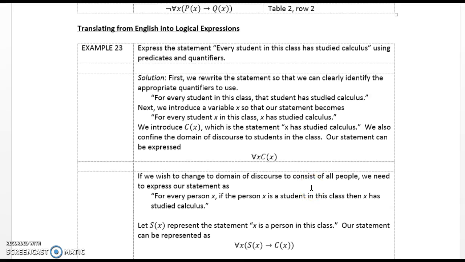Translating from English into logical expressions. Example 23. Express the statement, every student in this class has studied calculus, using predicates and quantifiers. Solution. First, we rewrite the statement so that we can clearly identify the appropriate quantifiers to use. For every student in the class, that student has studied calculus. Next, we introduce a variable x so that our statement becomes, for every student x in this class, x has studied calculus. We introduce C of x, which is the statement, x has studied calculus. We also confine the domain of discourse to students in the class. Our statement can be expressed as for all x, C of x.